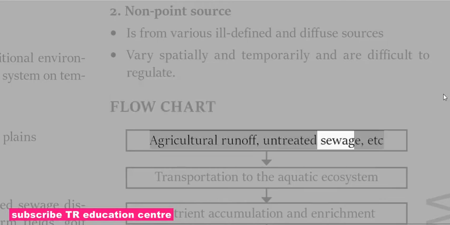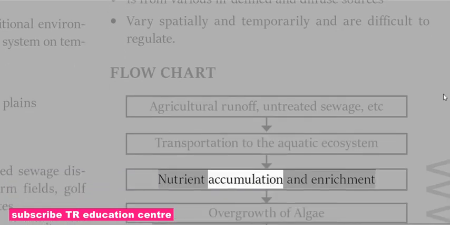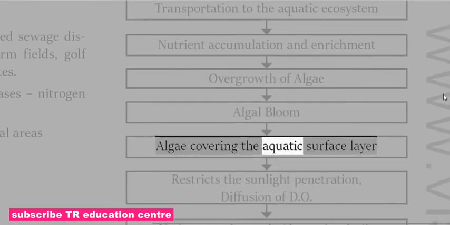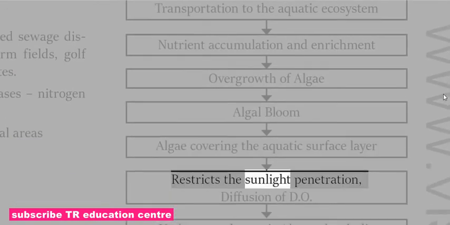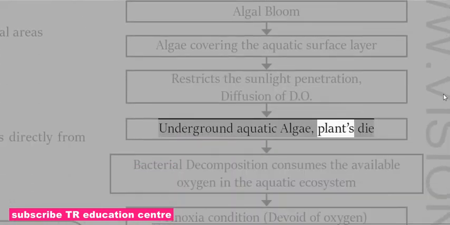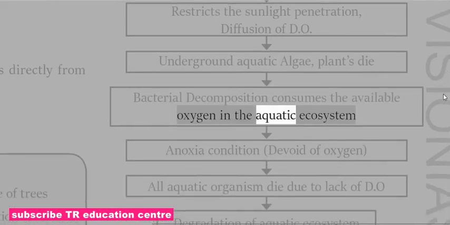Flowchart: agricultural runoff, untreated sewage, etc. Transportation to the aquatic ecosystem, nutrient accumulation and enrichment, overgrowth of algae, algal bloom, algae covering the aquatic surface layer restricts the sunlight penetration and the diffusion of DO underground aquatic algae. Plants die. Bacterial decomposition consumes the available oxygen in the aquatic ecosystem.